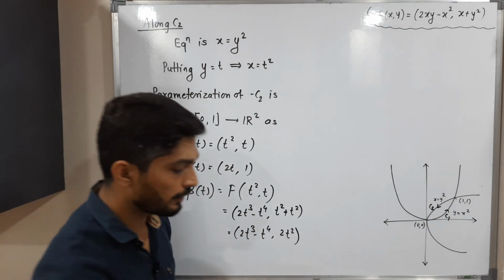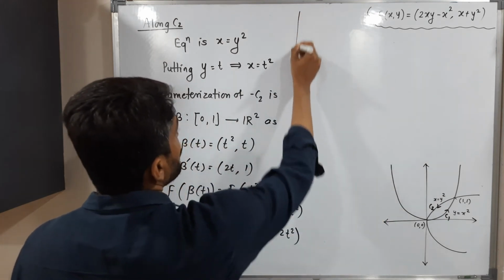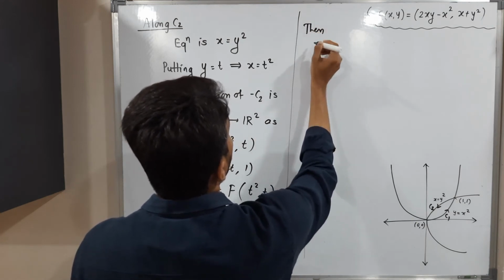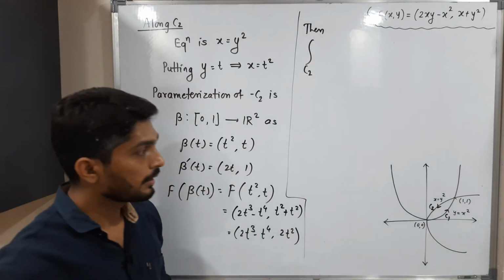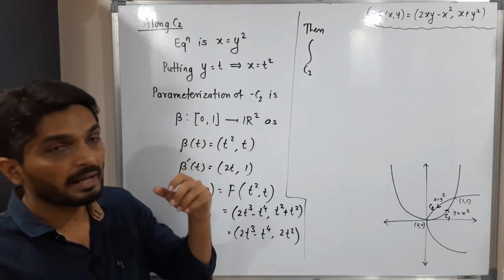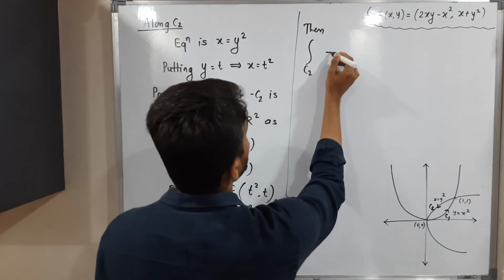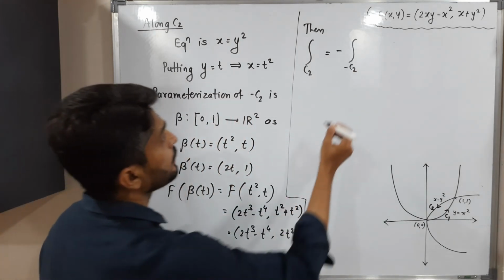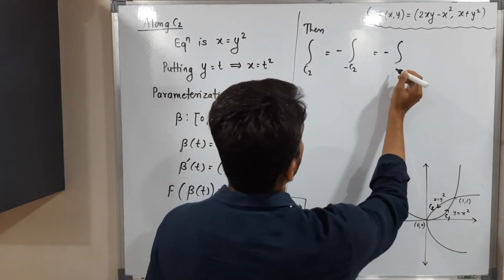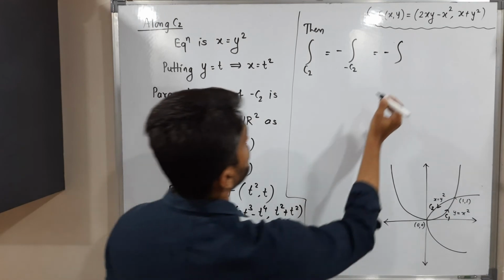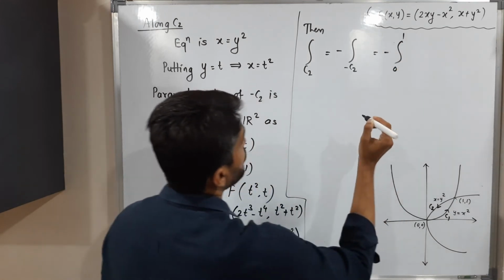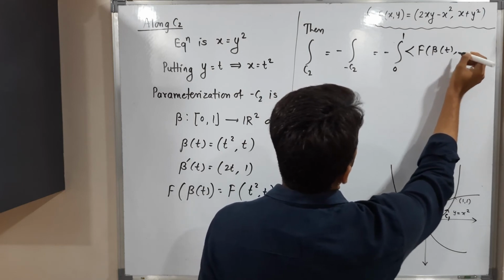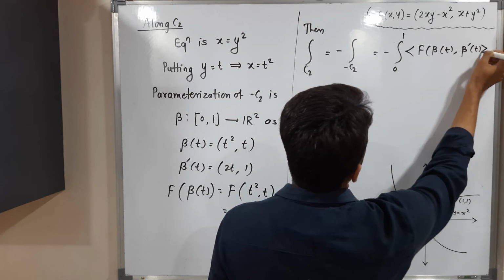So let us find the value of the line integral now. Actually we want the value of the line integral over C2. But here we have found the parameterization of minus C2. So integration over C2 is nothing but minus integration over minus C2. So this is equal to minus integration over beta, which is defined on the closed interval 0 to 1. Simply I will follow the definition, f of beta of t comma beta dash of t dt.